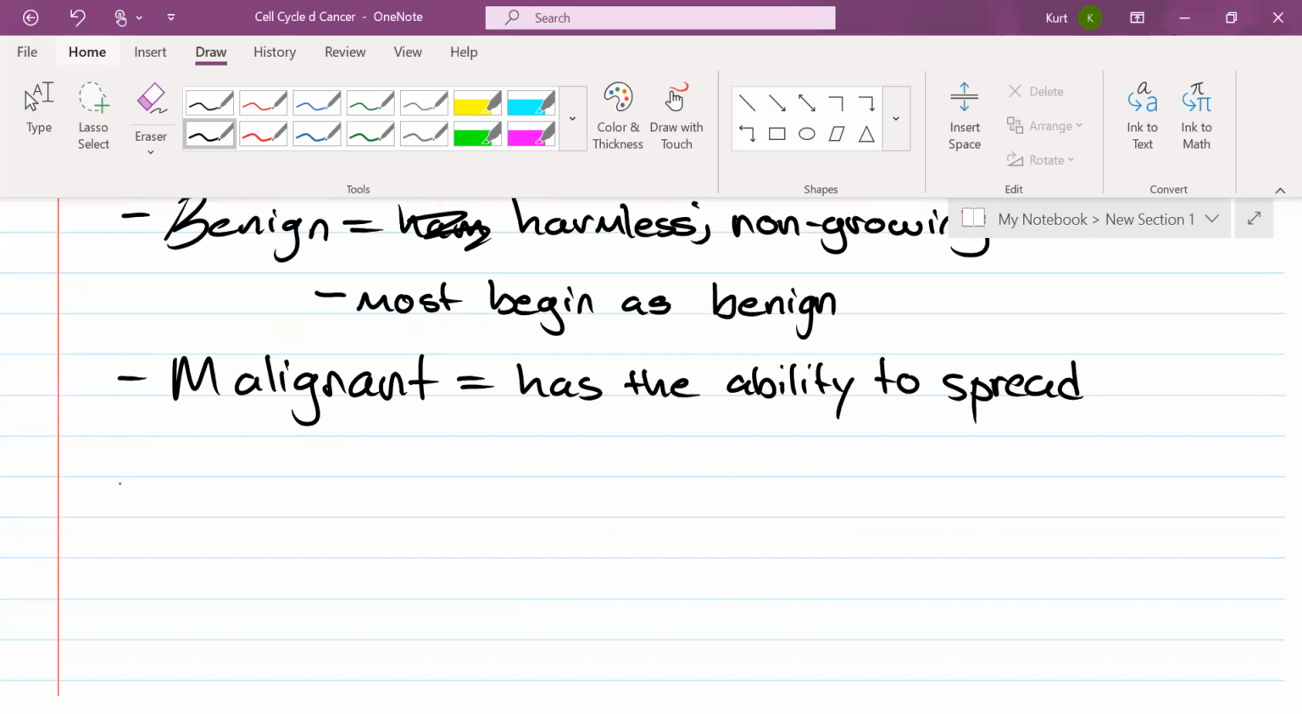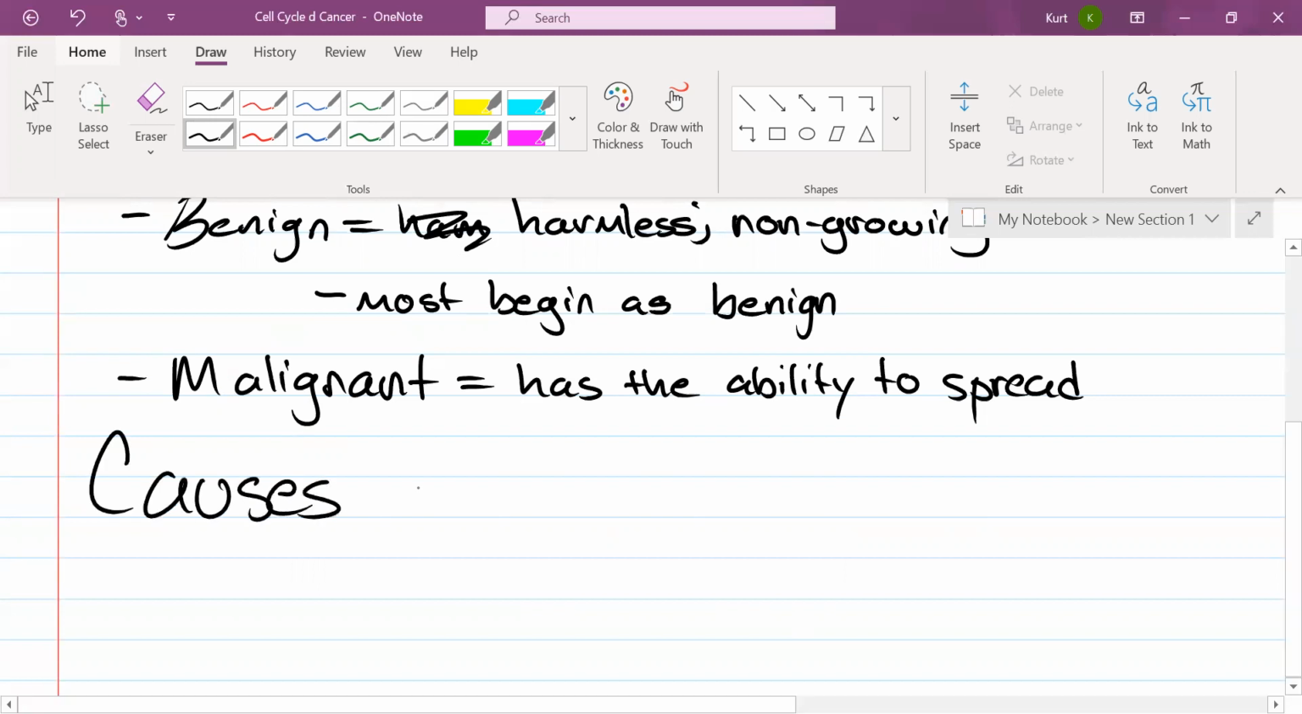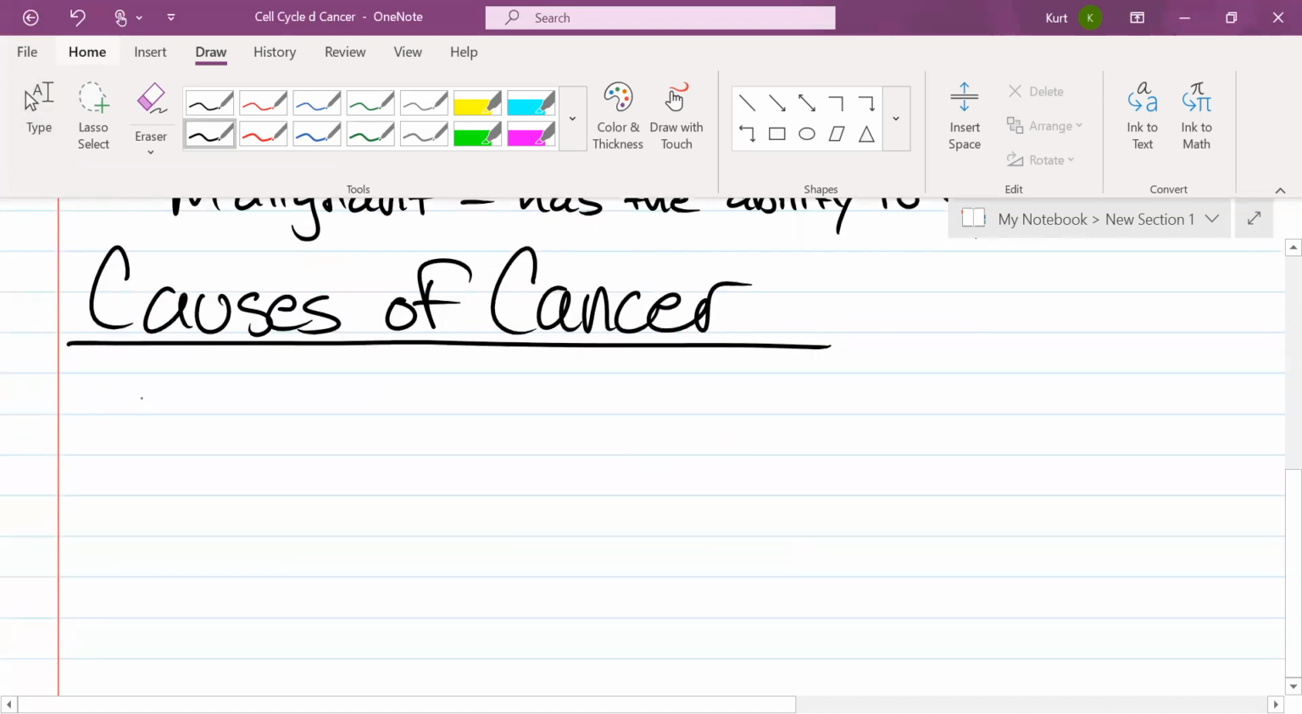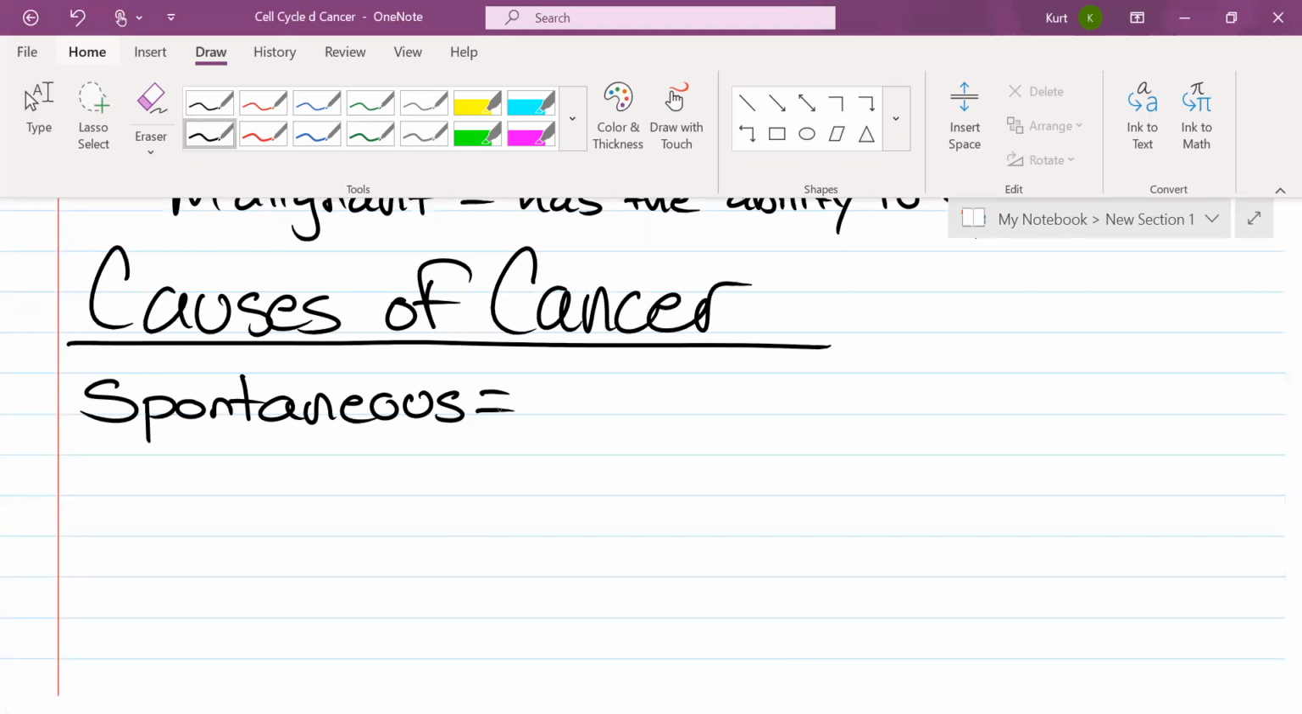Okay, so what I want to do next are causes of cancer. Well, first one is totally spontaneous. You guys could play by the rules. You could eat right, not smoke, not drink, not live near a nuclear power plant. All the things that could give you cancer, you don't do. And then you could get it.